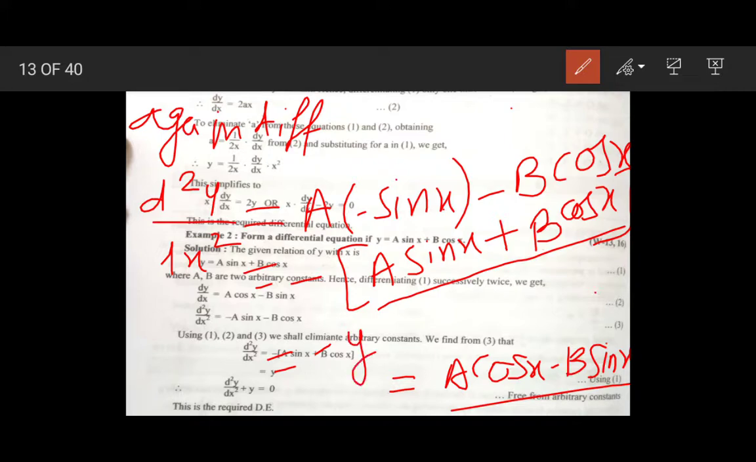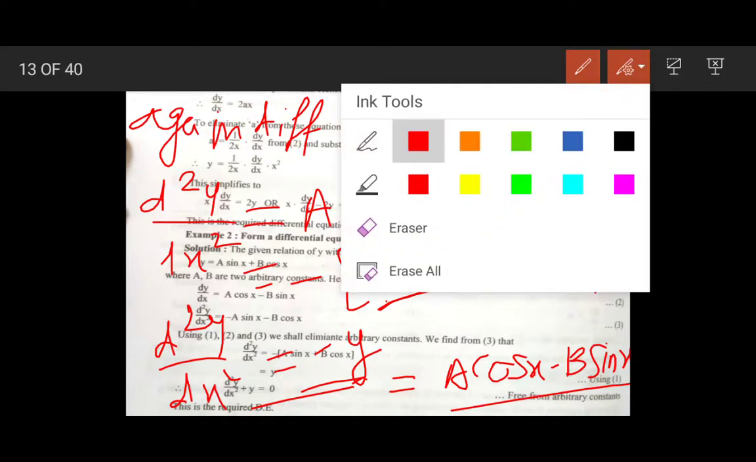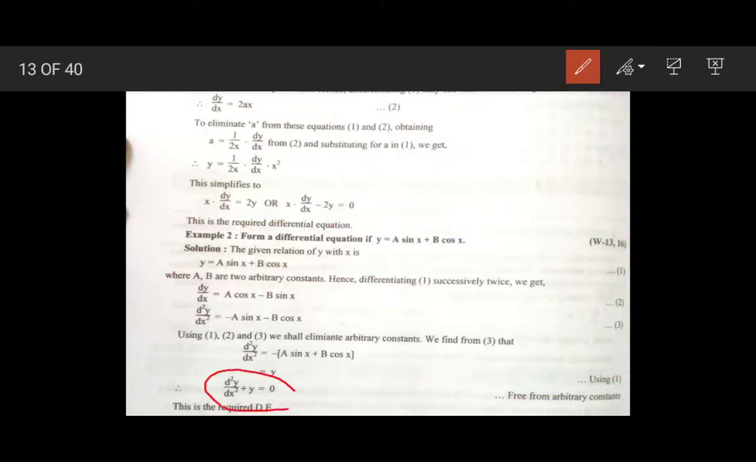So it is minus y. Okay, this whole term is y. So I am substituting this as y. So I am getting d2y upon dx square is equal to minus y. So finally my equation is d2y upon dx square plus y equal to 0. This is the required differential equation.